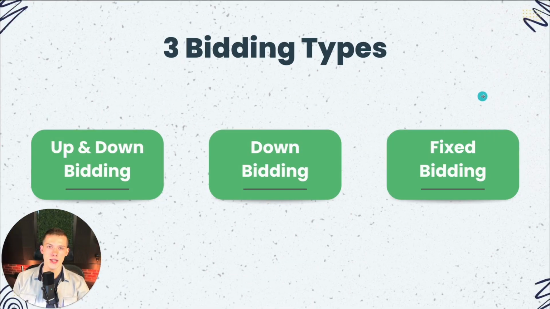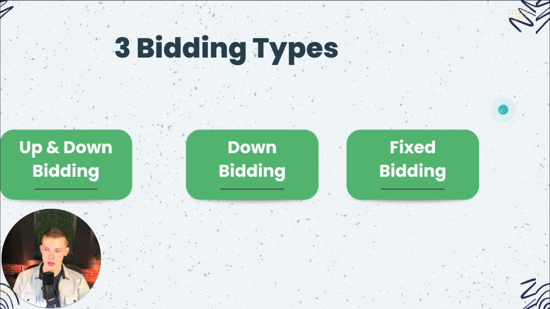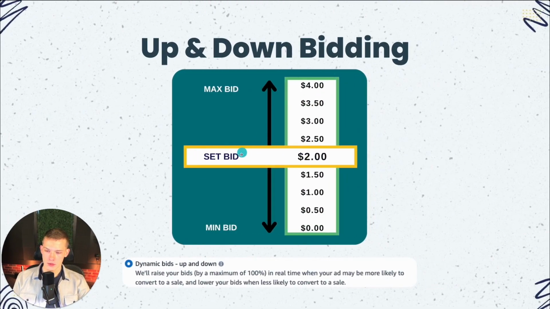These are the three bidding types that you find inside of Amazon: up and down bidding, down-only bidding, and fixed bidding. I'm going to go into a lot more depth in each one later on in this video, but starting with up and down bidding. For this one, Amazon will raise your bids either up or down.